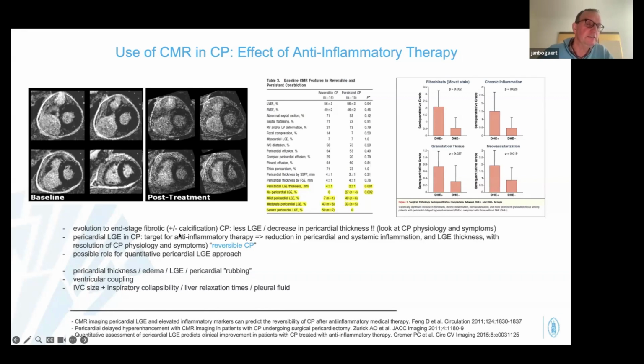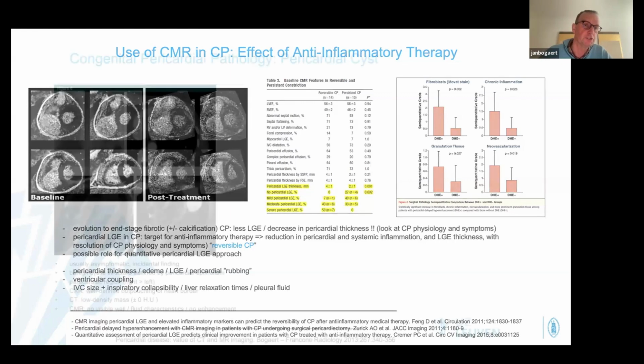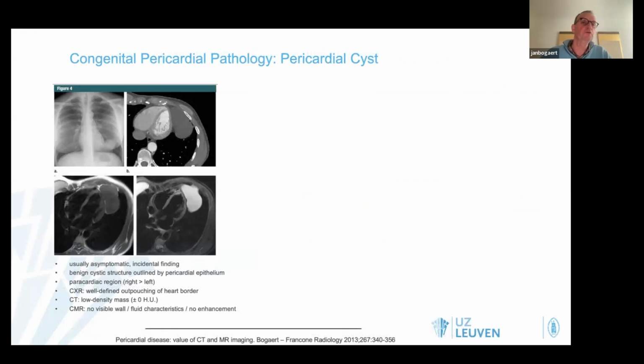Now, what you need is to definitely look at other signs, such as the size of the atria, the ventricular coupling, the size of the IVC, and all signs that might be indicative of reversed constrictive physiology. So let's move to congenital pathology.